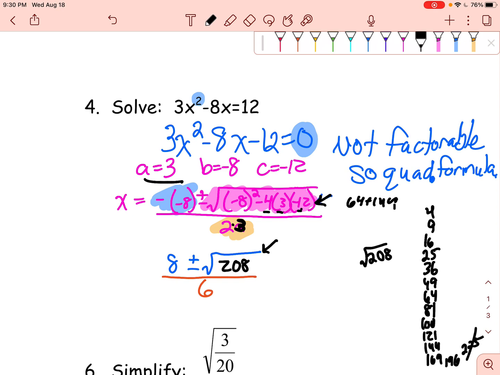So obviously 225 doesn't go into it, but you want to try and look for the largest perfect square that you can possibly get to go into 208. None of these. 100 doesn't, 81 doesn't, 64 times 3, no. 49, nope. 36, does 36 go into 208?